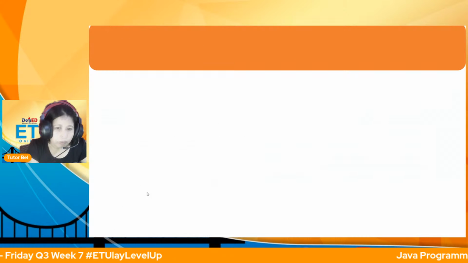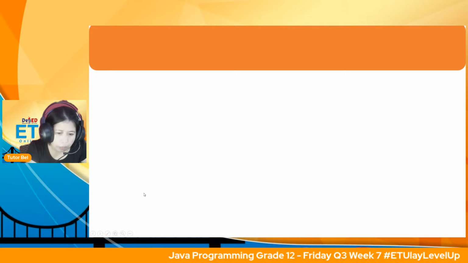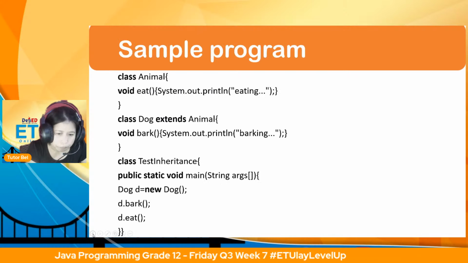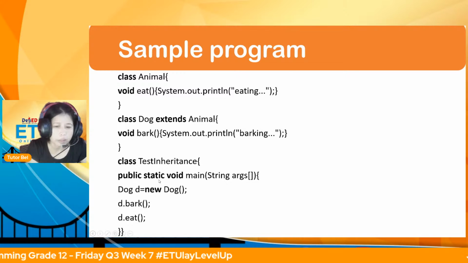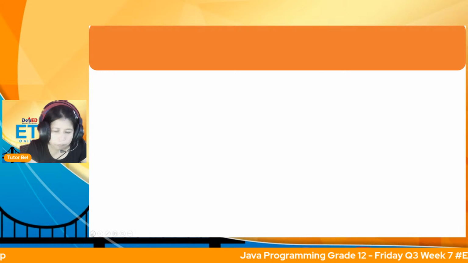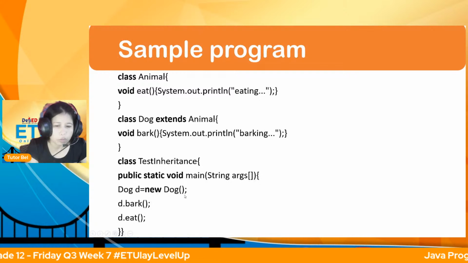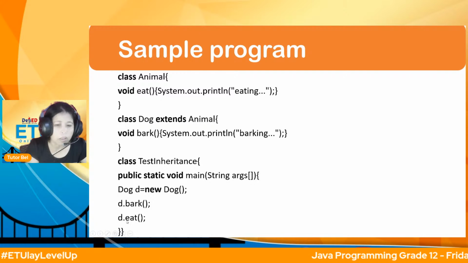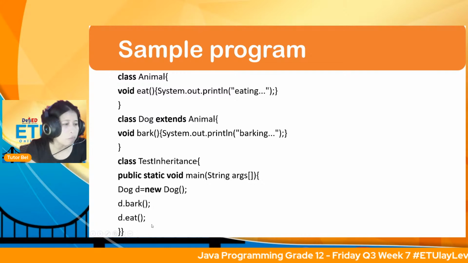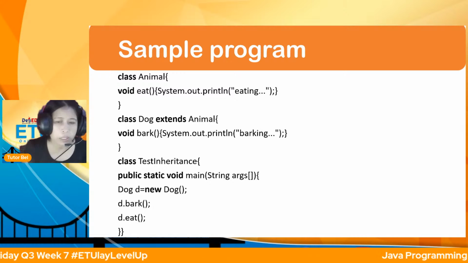Okay, so dito tinesting yung inheritance. Nagkaroon tayo ng testing. So pinakita natin that we have this Dog. And then d equals new Dog. Okay, so d could bark and d could eat. So naging dalawa yung method natin. So that is how you do inheritance. That's how the concept of inheritance works in Java programming.